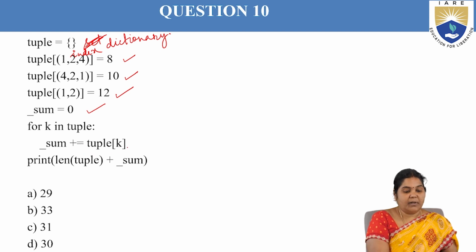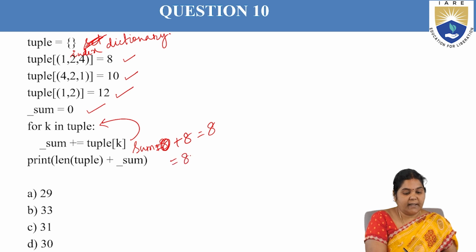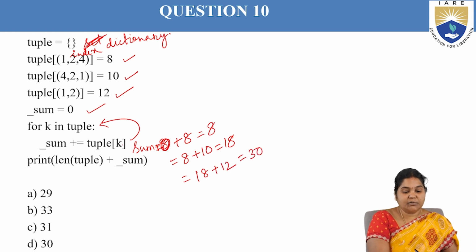Okay. So what is the first value, which is nothing but 8. Okay. So initially sum is equal to 0. So sum is equal to, initially it was 0 plus 8, it becomes 8. Okay, second time it runs, so it becomes 8 plus 10, it becomes 18. Third time 18 plus 12 is 30. Okay. Now when this loop is over, the sum contains 30.